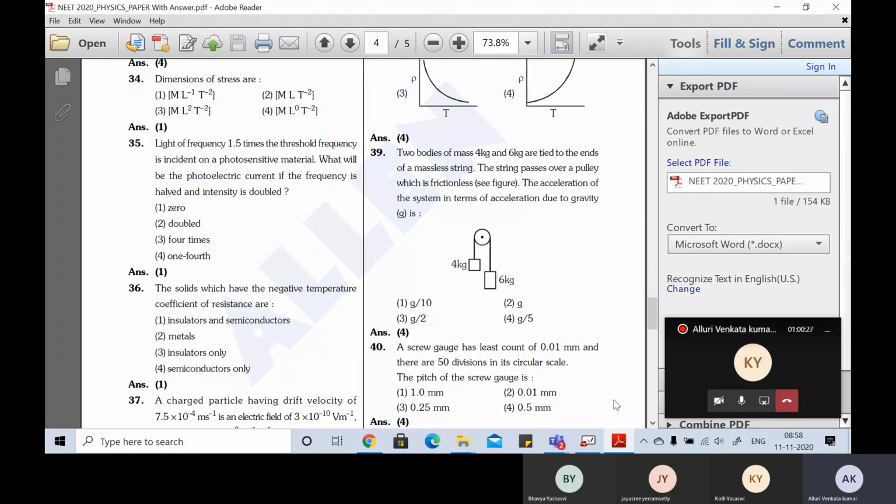You're reading, huh? Sir, yes, sir. They're asking the acceleration. First read the question. Okay, sir. Two bodies of mass 4 kg and 6 kg are tied to the ends of a massless string. The string passes over a pulley which is frictionless. So the acceleration of the system in terms of acceleration due to gravity is. Tell me what is the answer?